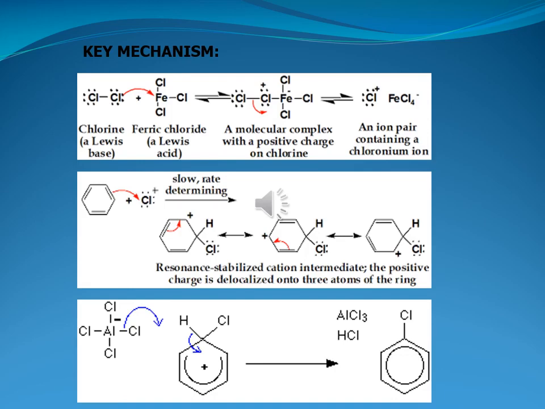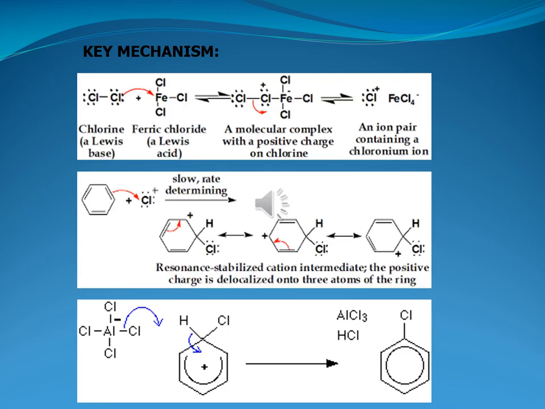In the first step, the chlorine molecule behaves as a Lewis base and it donates a lone pair of electrons to the ferric chloride, which is a Lewis acid. In this way, a molecular complex with a positive charge on chlorine is generated, that is our first intermediate, which is resolved into an ion pair containing a chlorine ion, that is chlorine as an electrophile, and iron tetrachloride, which will behave as a base in the final step.